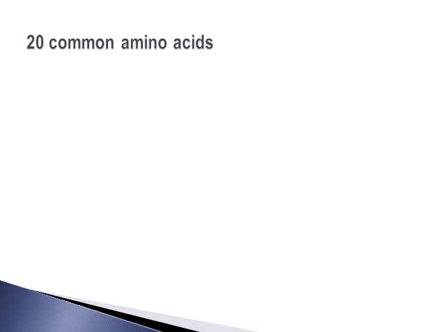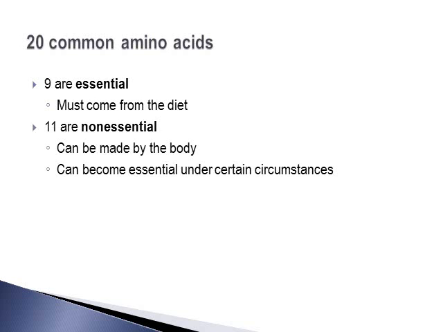There are 20 common amino acids. 9 of these are essential, meaning that you must consume them through the diet, so they cannot be made by the body. 11 of the common amino acids are considered non-essential. So these can be made by the body, so it's not as crucial or as vital that you consume these from food. However, some of those non-essential amino acids can actually become essential under certain conditions.